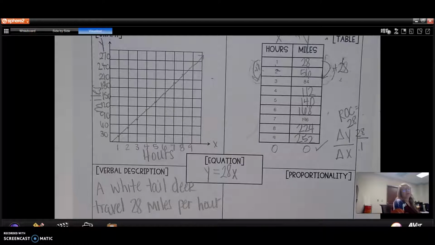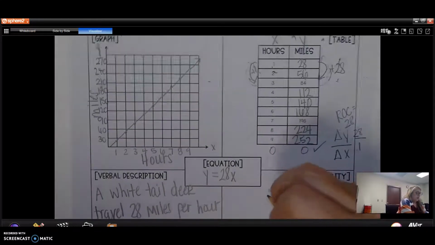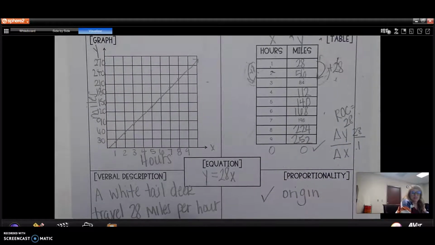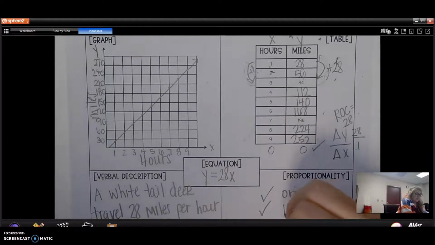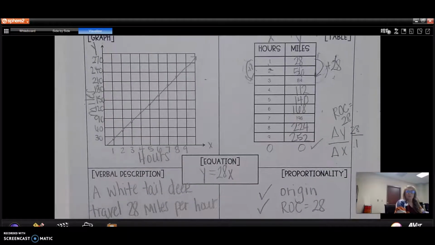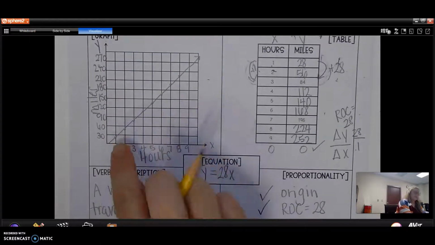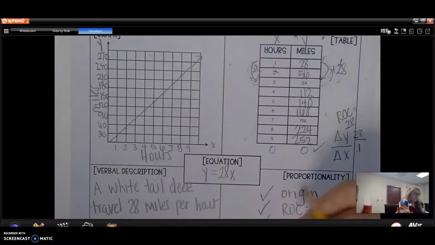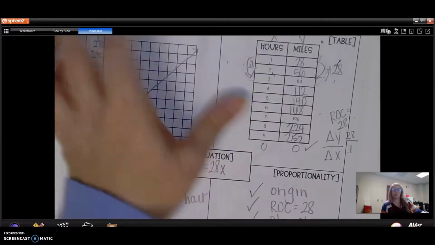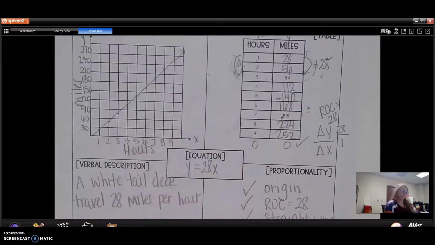Okay, so now we need to look at our last box. Our last box tells us if it's going to be proportional or not. So let's talk about the proportional. Did it go through the origin? Yes, it did. Does it have a constant rate of change? Yes, the rate of change is equal to 28. It's a constant rate of change throughout. And it is also, in my graph, a straight line. For all of those reasons, this is a proportional situation. It is a proportional relationship.